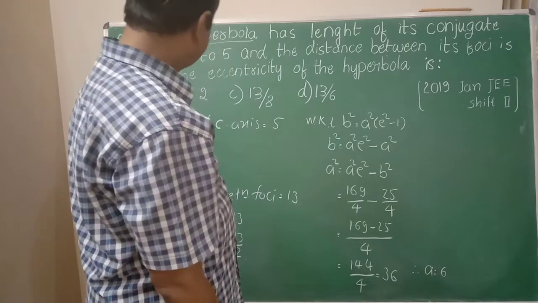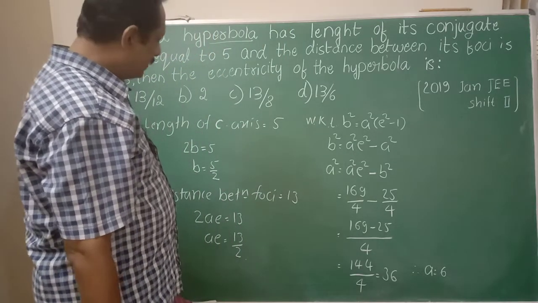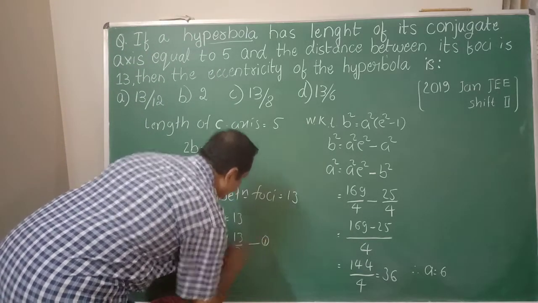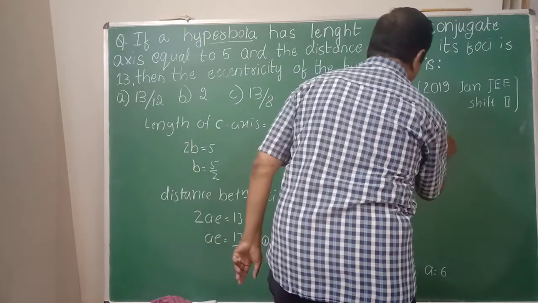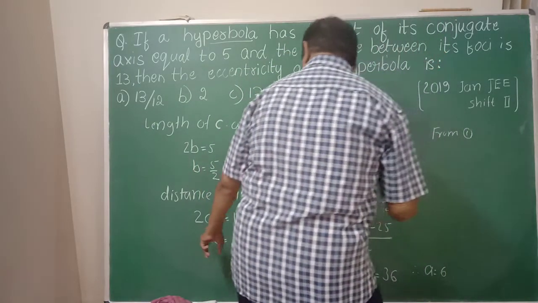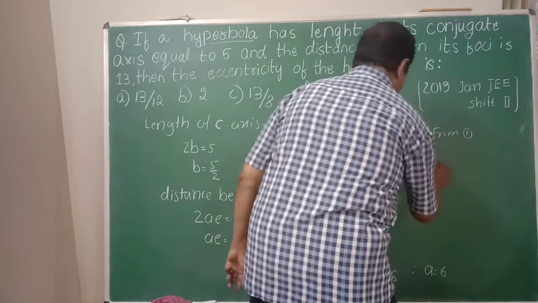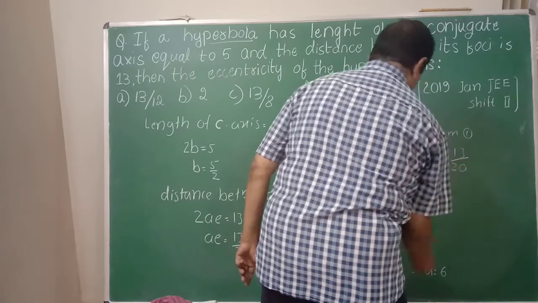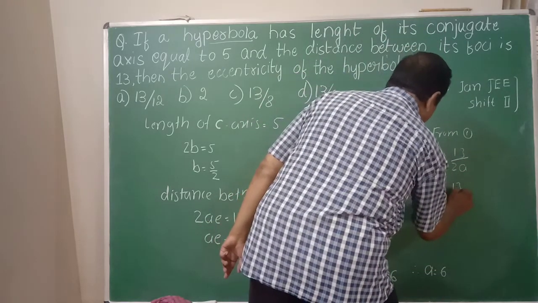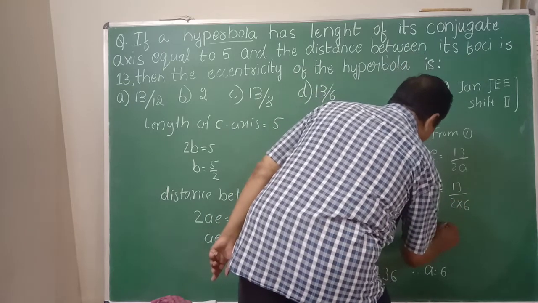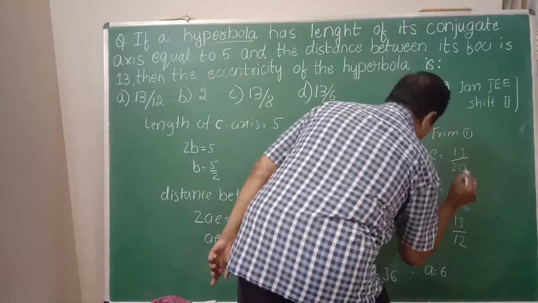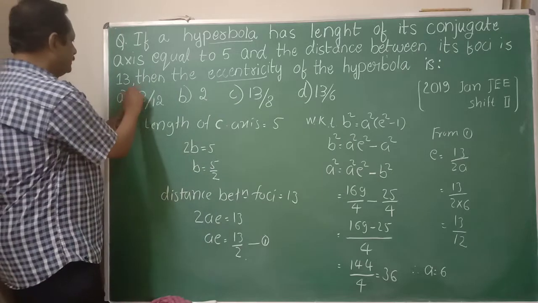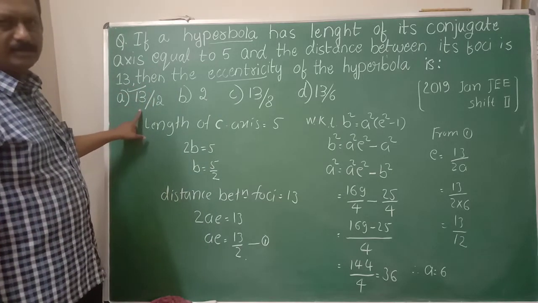Here we want the eccentricity. Okay, so from this result, take this one as result 1 here. From 1, take a this side here. e is equal to 13 divided by 2 into a. Then a value is 6 here. Therefore 13 divided by 2 into 6. Hence 13 divided by 12. Okay. So 13 divided by 12 is the eccentricity of the hyperbola. So 13 divided by 12 is the answer here.